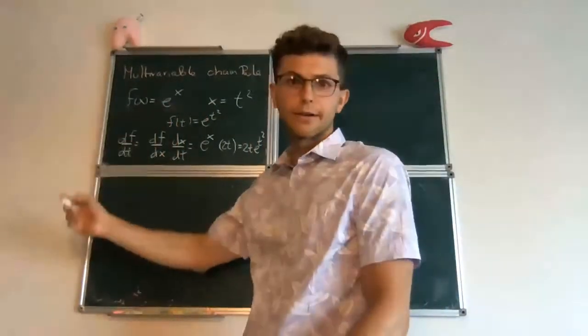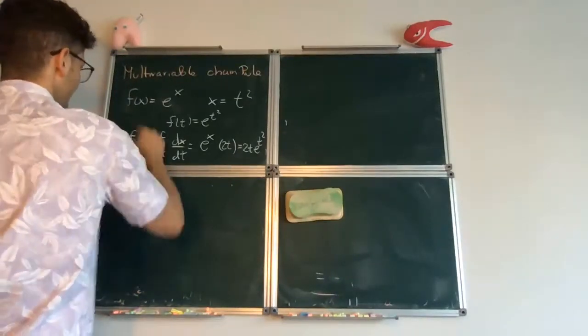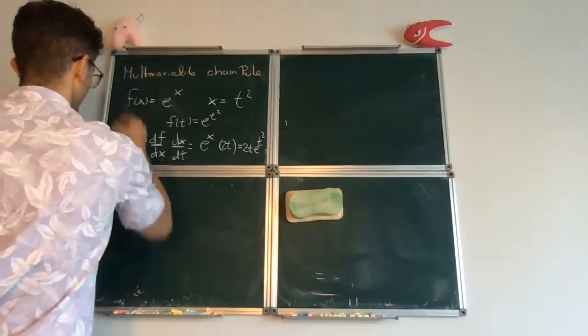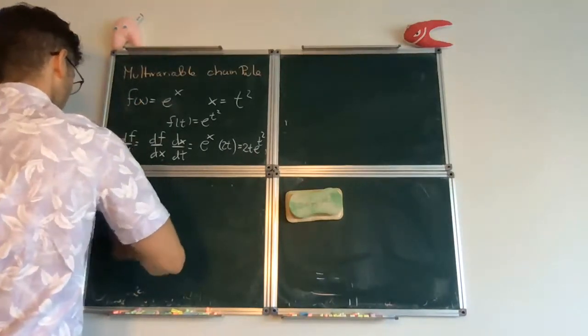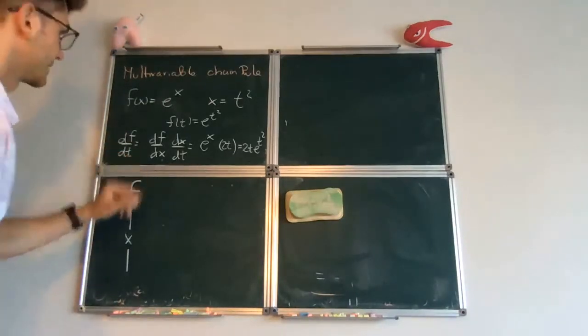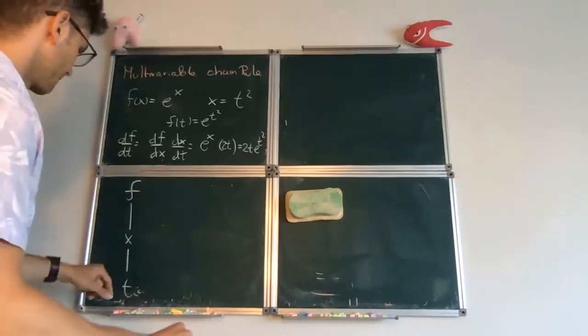Now, one way to think about this is more diagrammatically, meaning let's put at the top level a function that we care about, by that I just mean the function f. I'm saying that the immediate dependence of f is on the variable x, and then the variable x at the same time depends on t.